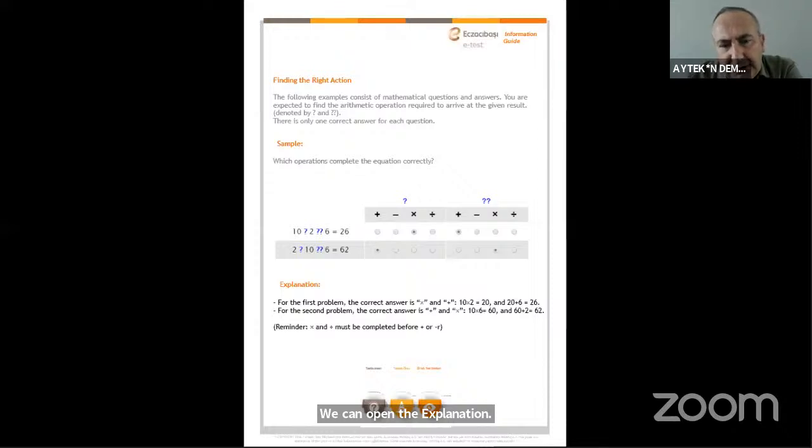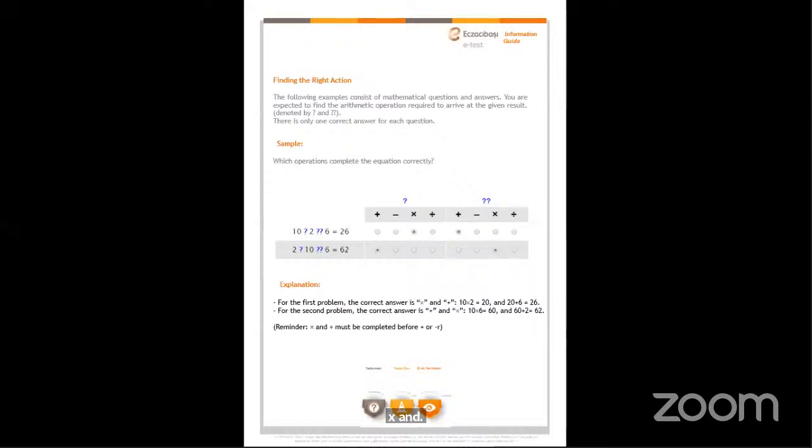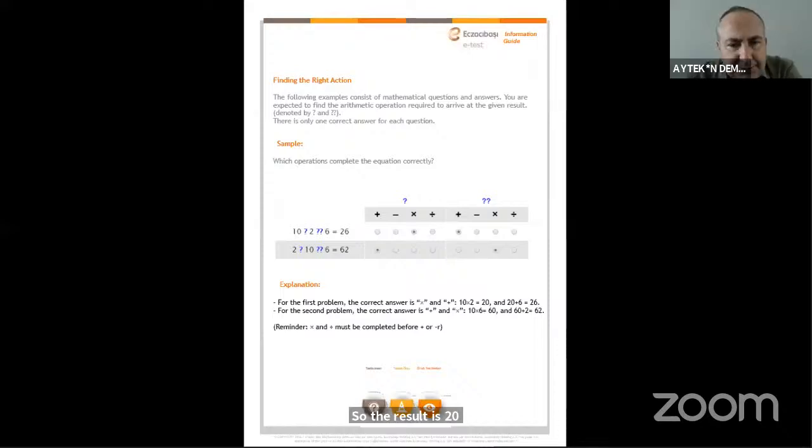For the first problem, the correct answer is X, and so the result is 26. Second problem, you can see the correct figures, and the result is 62. Next, please.